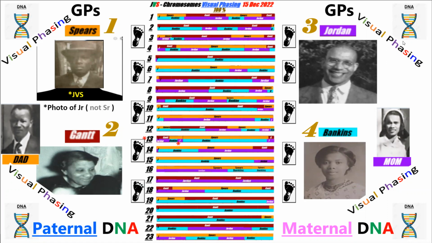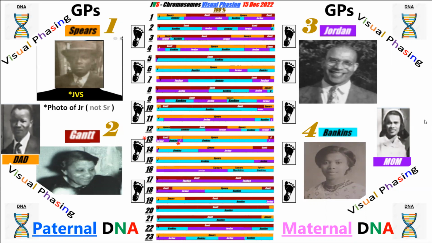Even if you haven't tested your own parents, it's going to allow you to get down to that level of detail with regard to your own laydown. And once you determine this DNA, that's what you get for the duration. So visual phasing allows you to do that.